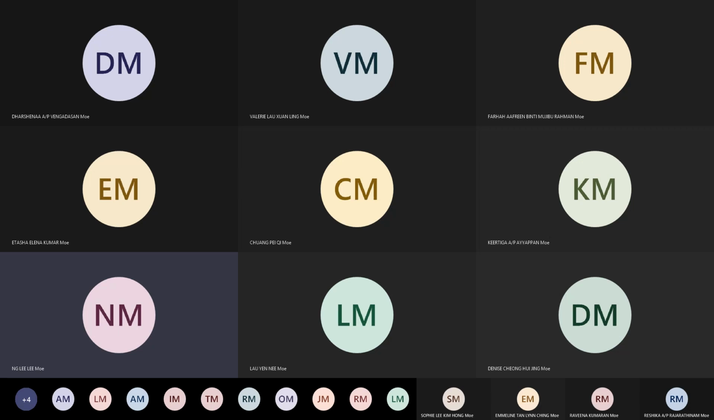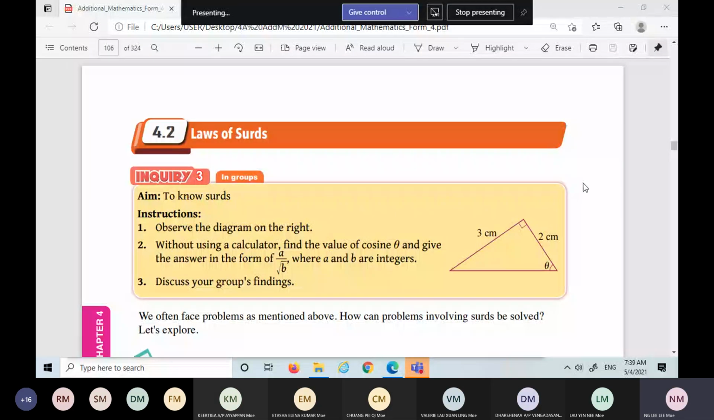Wait, I need to share screen. I think I didn't share yet. Okay, someone please respond. Can you see the screen? Can you see the textbook? Yes. Who is that? Your yes is so soft. Okay, no problem, can see.